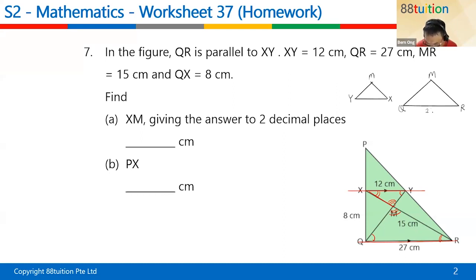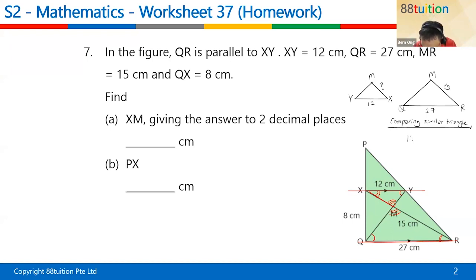So QR is 27 down here. XY is 12 down here. And down here, MR is 15. Can you see that? And the question is looking for MX. Beautiful. So you can do something called comparing similar triangles. Can you see that, children? Do you find it exciting? You can actually do your comparison, which is what?